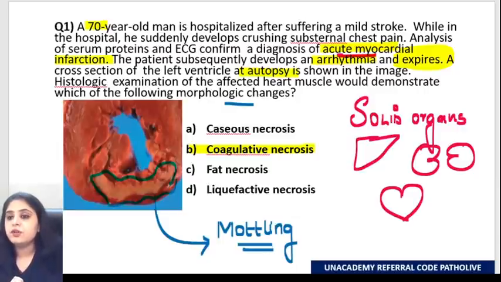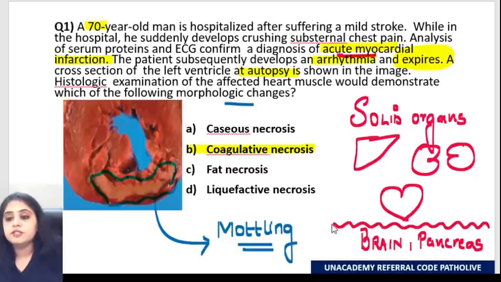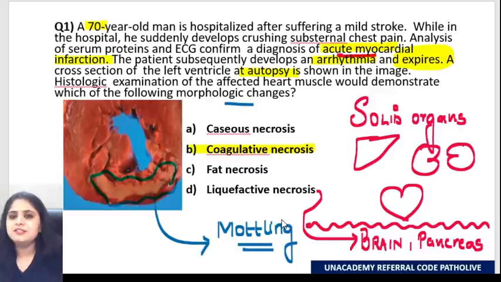Is there any solid organ which doesn't fit into this category? Do I put the brain over here, and the pancreas? No, I don't, because brain and pancreas show a different type. They are solid organs, but they show liquefactive necrosis. So most of the solid organs show coagulative necrosis; brain and pancreas show liquefactive necrosis. Easy baby question, I would say, for the second year new kids.